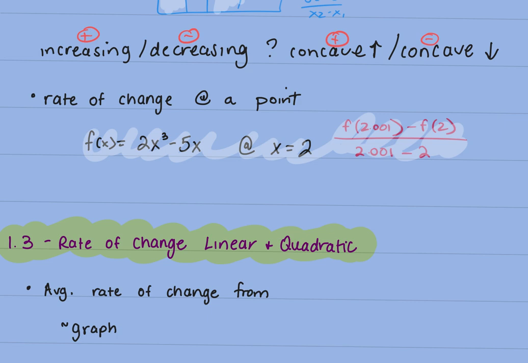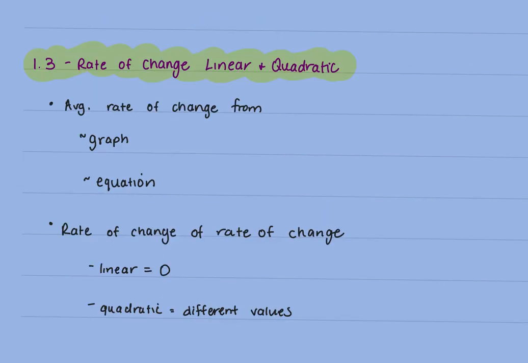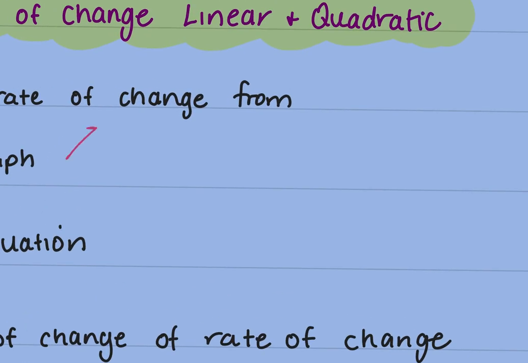Okay, 1.3 was your rate of change, linear and quadratic. So we still practice rate of change, okay? This time again, they could give you an equation, ask for the rate of change at a certain interval. Or this is where they don't have to give you a specific interval. So it could ask you for the average rate of change from a graph. If it was a line, you literally count the slope, right? So if this is linear, we use the slope. If it's quadratic, we pick points.